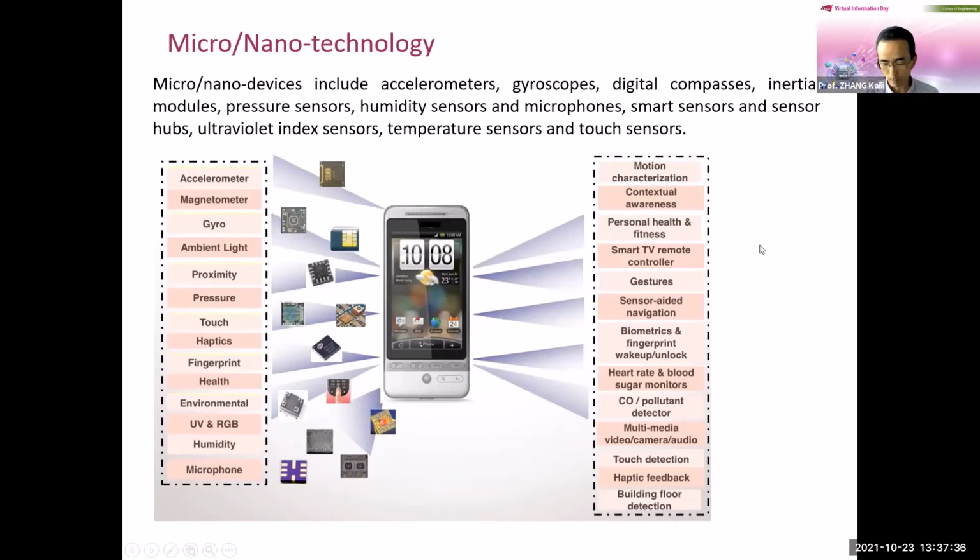Again, in our program, I will teach one core course. It's called MEMS, or micro nano technology. There are also some other core courses and the latest courses. You can learn the latest knowledge related to micro nano technology.